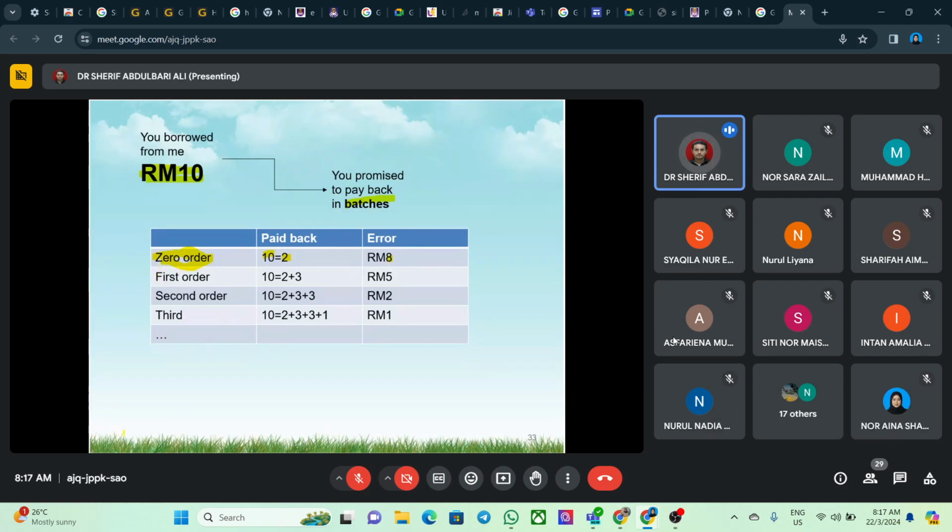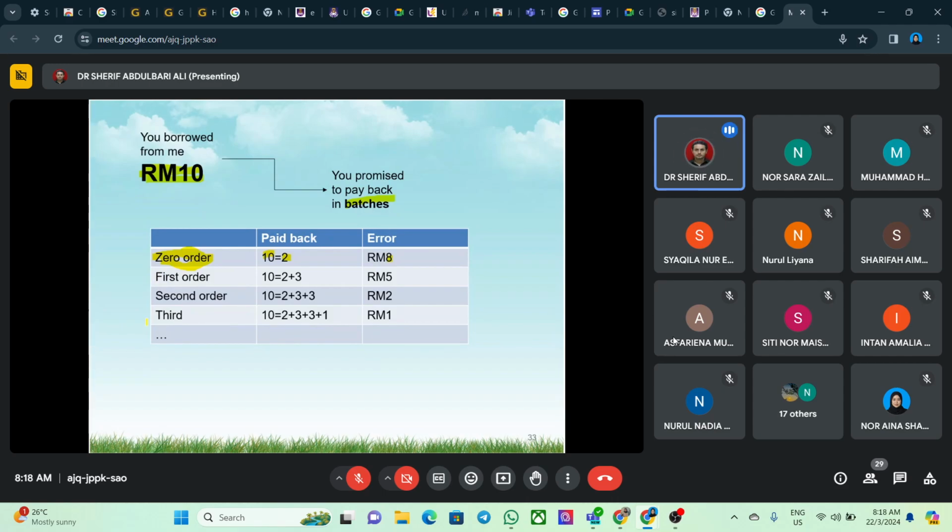If you didn't show up after that, the second day or the third day, my error is going to stay at 8 ringgit. I lose out on that. Okay, so this is the zero order, and these terms from the first to the third are considered the remainder.